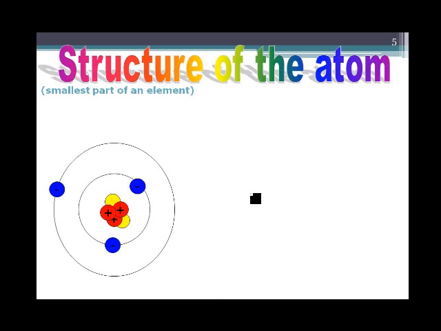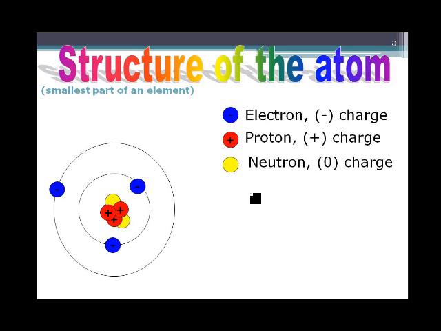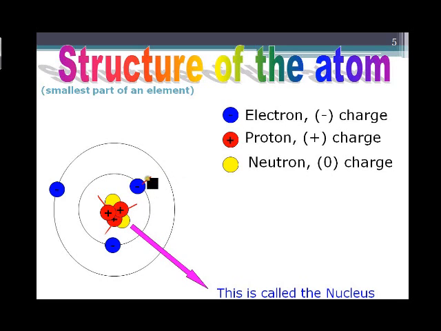So the structure of an atom has electrons, the negative charges, on the outside, and the proton positive charges and the neutron charges in the center of the atom, in the nucleus. Now, a neutral atom, a standard atom, will have the same number of protons as it will electrons. So here we see 1, 2, 3 protons, 1, 2, 3 electrons.